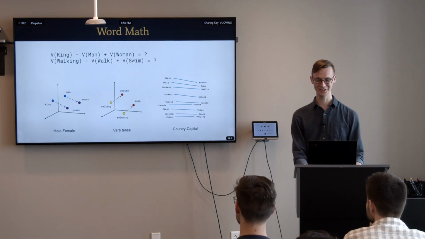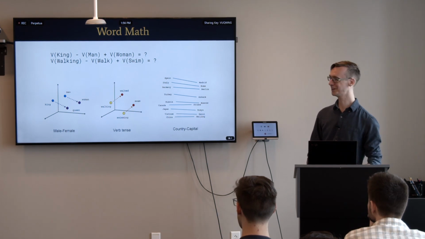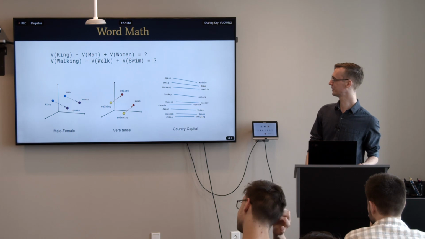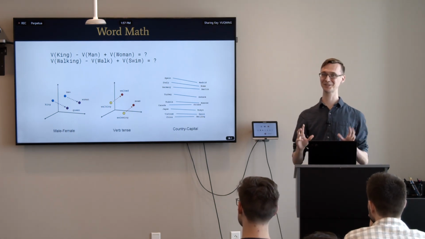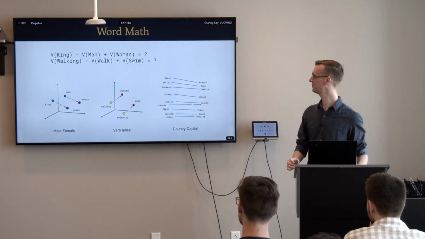And another cool thing is that you can do word math, which is crazy. So you take the vector for a word, and you can add it and subtract it with others. It's just vector math. So you take the vector for king and subtract man, you add woman, and you get the vector for the word queen, or something close to it. Same with walking, minus walk plus swim gives you swimming.